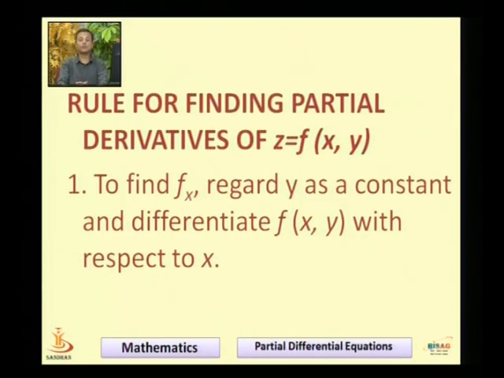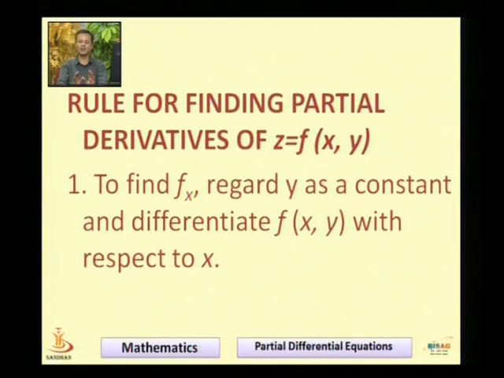Now, rules for finding partial derivatives of a function z, which is a function f, represented by f of x, y. For example, z equal to x square plus y square, z equal to sine of x plus y, z equal to e raised to xy. So to find f_x, meaning del f by del x, or the partial derivative of the function z or f with respect to x, regard y as a constant.